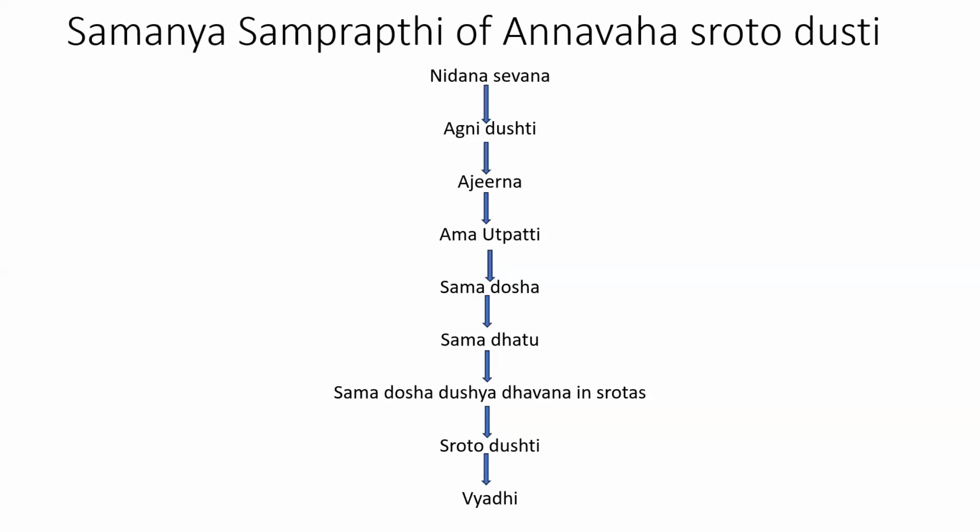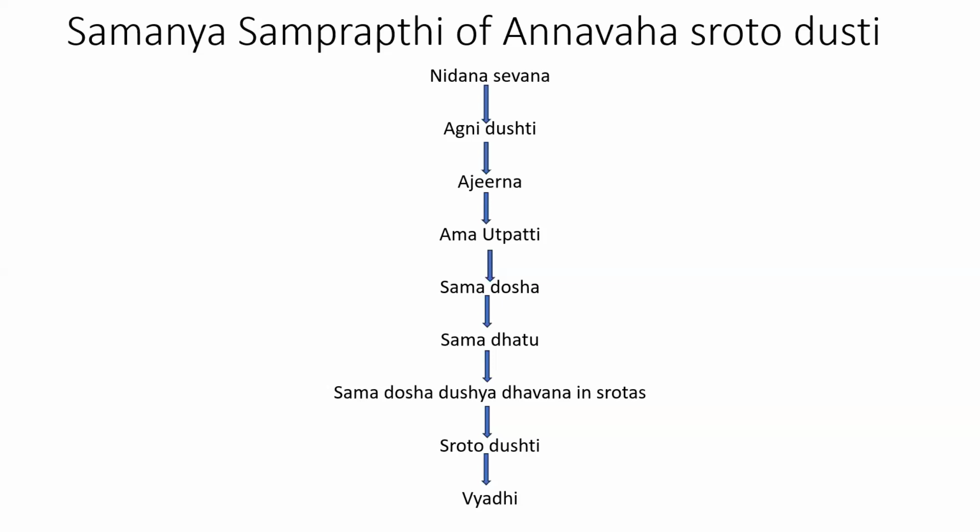Due to both reasons, the nutrition is absent and the digestion is also absent. So due to both reasons, that is samadosha and agnidushti, the dhatus will also get afflicted with ama. Before it was only ama, then it is samadosha. The presence of samadosha along with agnidushti now contaminates the dhatus.